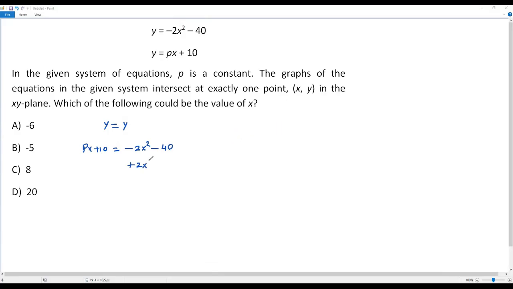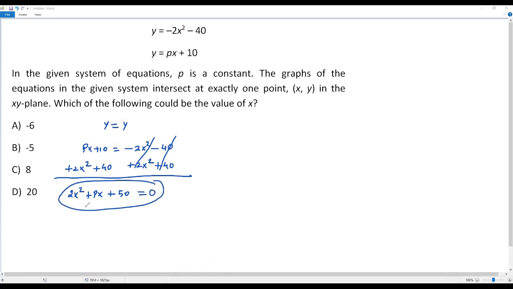Okay, let me add 2x squared to both sides of the equation and also add 40 to both sides. Let me do it. Then the negative value and positive value will cancel out. The same here. We have 2x squared plus px. When I combine positive 10 and positive 40, I am getting plus 50 equals 0. Okay, here if I want to solve for x in this quadratic equation, I must know the value of this unknown constant p. And I got this quadratic equation by solving the given system of equations. Since the question says the graphs of the two equations in the given system intersect at exactly one point, I'll be getting only one solution for this quadratic equation.